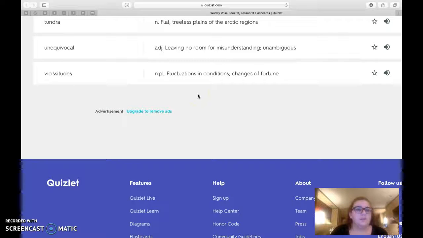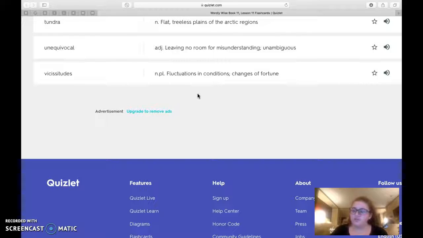So the next word is unequivocal, and that's an adjective, and it means leaving no room for misunderstanding, unambiguous. And a sentence for that would be, since we raised over $1 million for our charity, we consider the fundraiser to be an unequivocal success. So everyone knew that it was a success, and there was no room for misunderstanding.